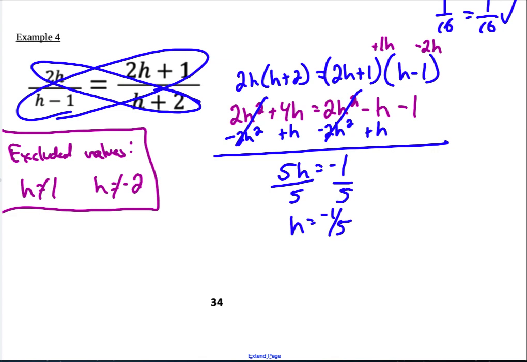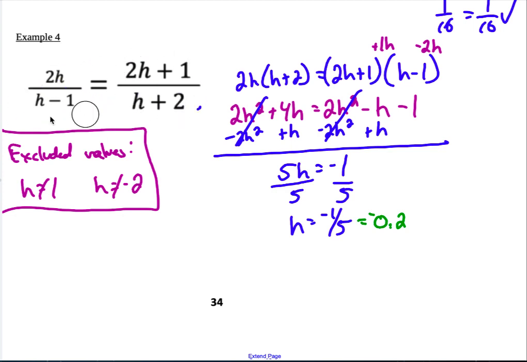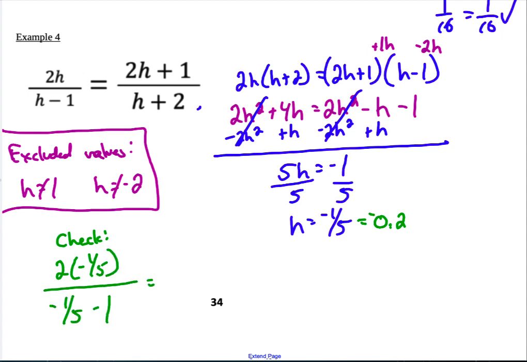So for your check, you can either check this using -1/5 as a fraction, or if you want to change it to -0.2, that's perfectly fine as well. Just make sure you take the negative with it. But I'm going to go back and plug it into my original problem. So I'm going to do 2 times -1/5 over -1/5 minus 1. And I want that to be the same as 2 times -1/5 plus 1 over -1/5 plus 2.